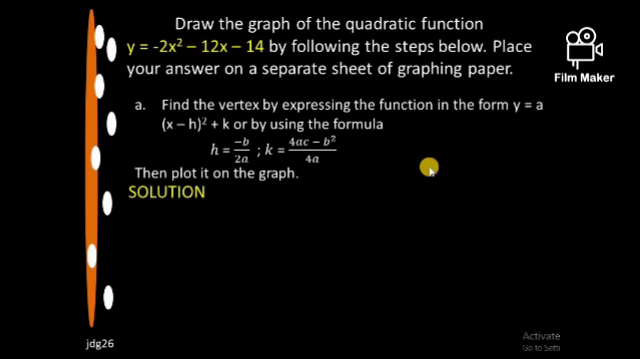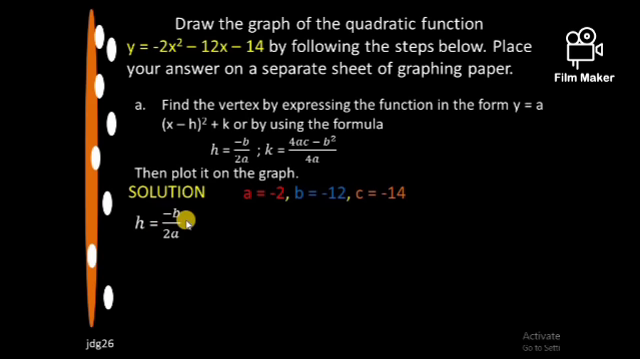So, let's have the solution. Ang unang gagawin ay isolve ang vertex, which is h and k. So, before we use the formula, identify first the values of a, b, and c. In the given, the value of a is negative 2, which is the coefficient of x squared. The value of b is negative 12, which is the coefficient of x, and c is the constant, which is negative 14.